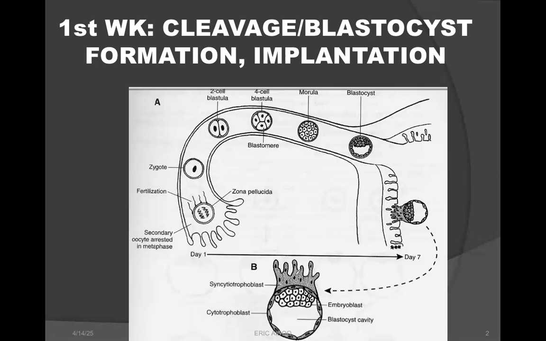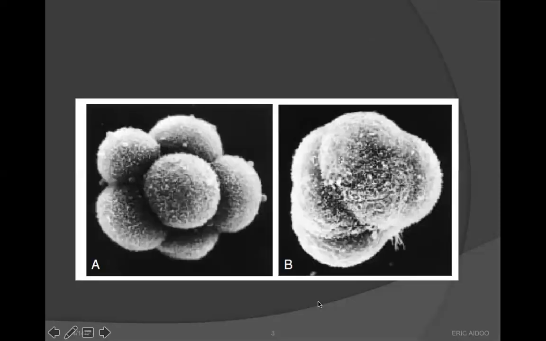The difference between the syncytial and cyto is that the syncytial is multinucleated, which means that it has several nuclei which have not been partitioned. It has one cell membrane, unlike the cytotrophoblast, which will have individual cells with their own cell membranes. As you can see, you can count several cells here. So each of them has its own cell membrane.